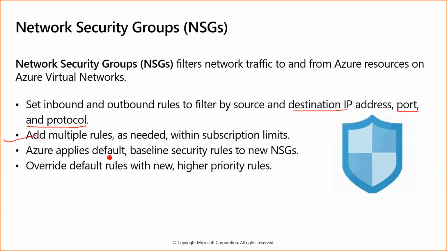Azure applies default baseline security rules to new NSGs. So if you don't create any network security group, then by default the baseline security rules will be applied. And you can override default rules with new, higher priority rules. So it follows a priority matrix. If there is already a rule defined but the new rule's priority is higher, then the highest priority rule will be executed first.